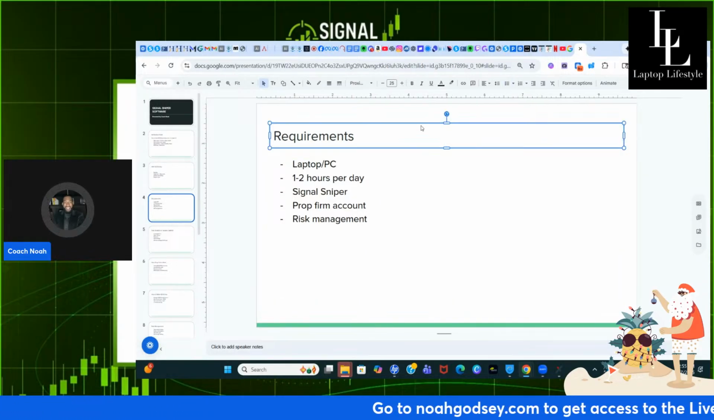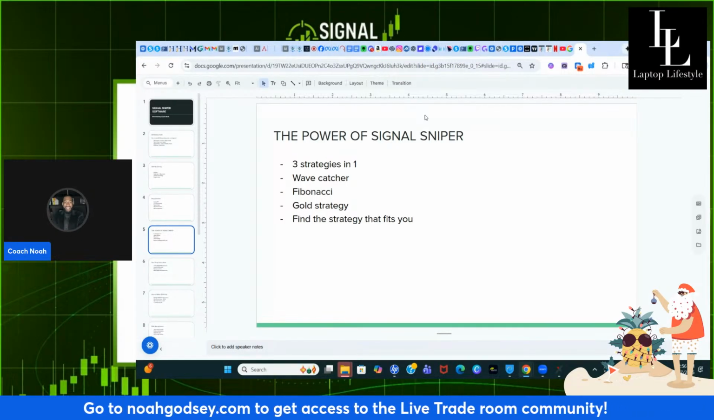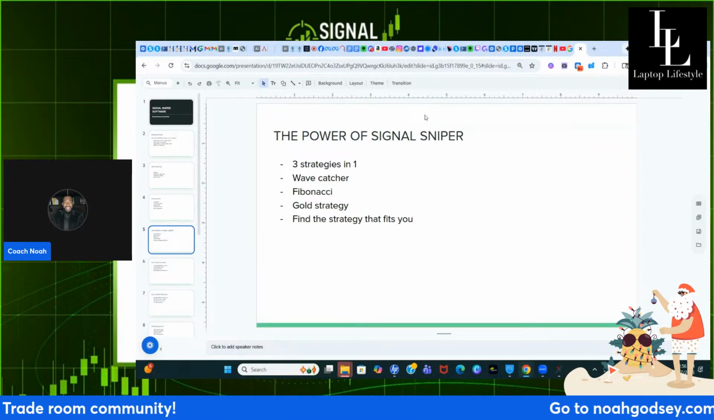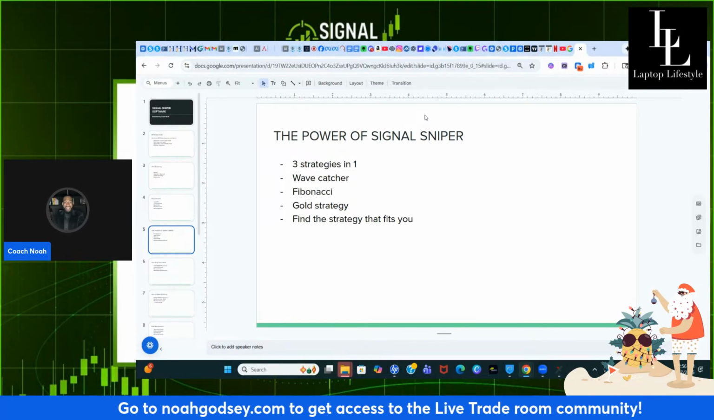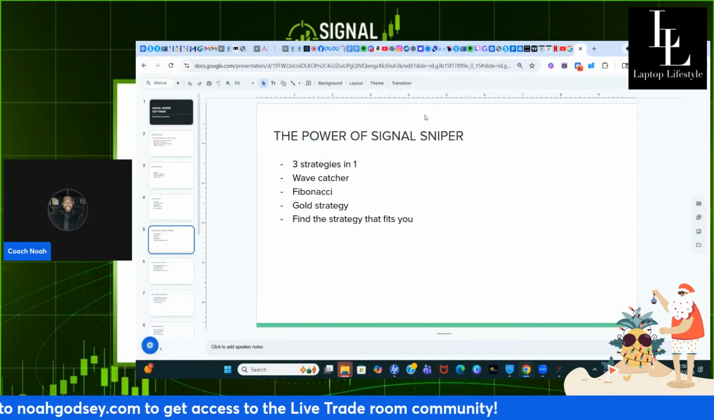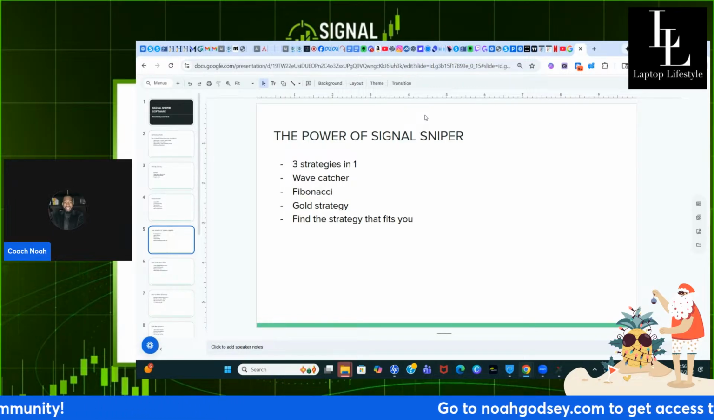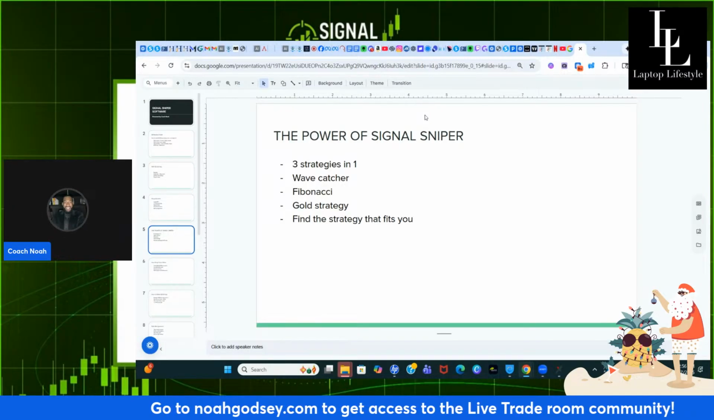All right, so moving on. What's the power of this? This tool is going to empower you. It's going to give you 3 strategies in one. You're going to have access to the wave catcher strategy, which one coach is going to teach. Another coach masters the Fibonacci strategy, and then I'm leading the gold strategy, trading gold. Whatever strategy fits you, whatever coach you want to stick with, or you can jump on all 3 sessions, whatever you want to do.